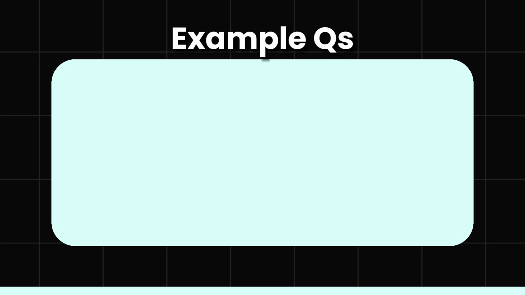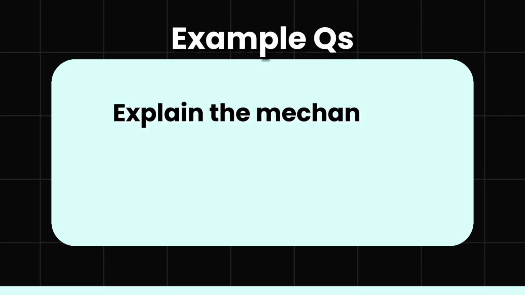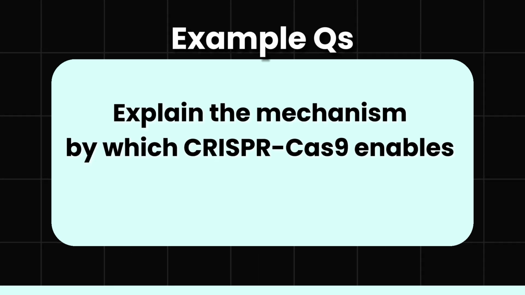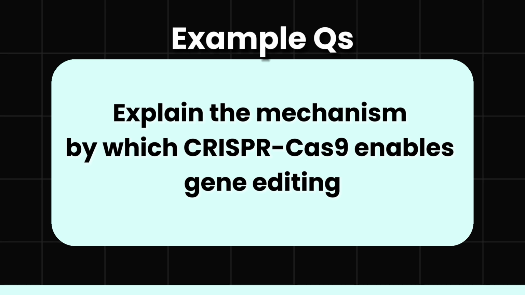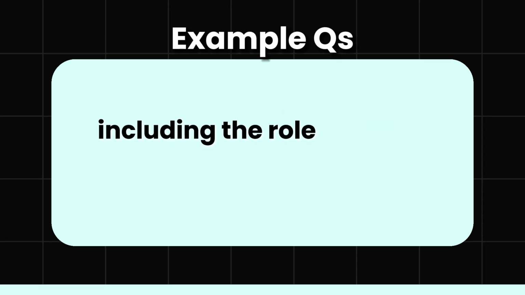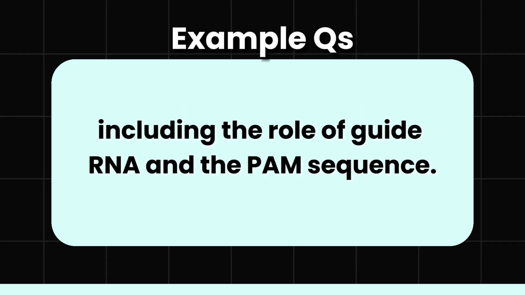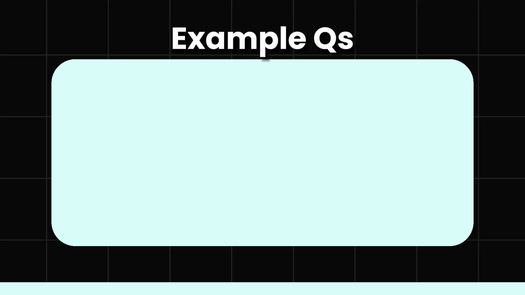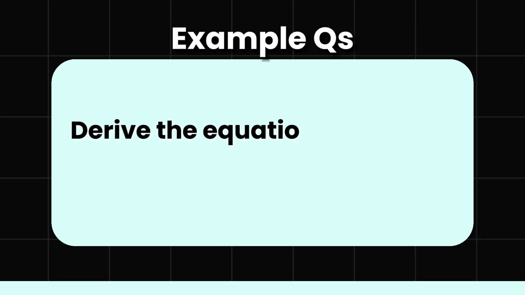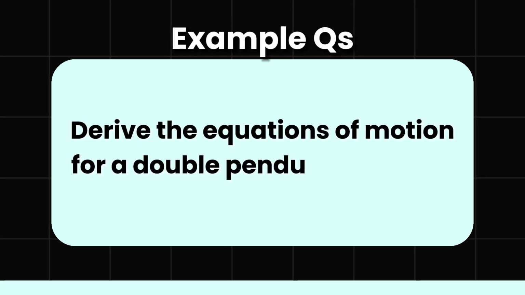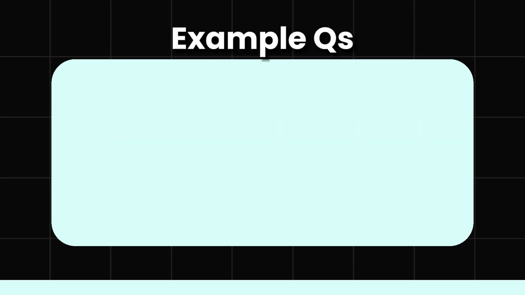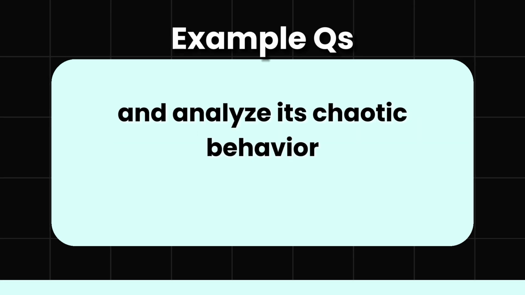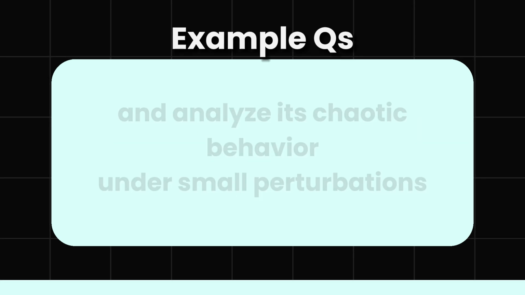So for example, questions such as explain the mechanism by which CRISPR-Cas9 enables gene editing, including the role of guide RNA and the PAM sequence. Oh god, this is ribonucleic acid, at least I remember. I don't know what PAM is. And you can find another question like derive the equations of motion for a double pendulum system and analyze its chaotic behavior under small perturbations.